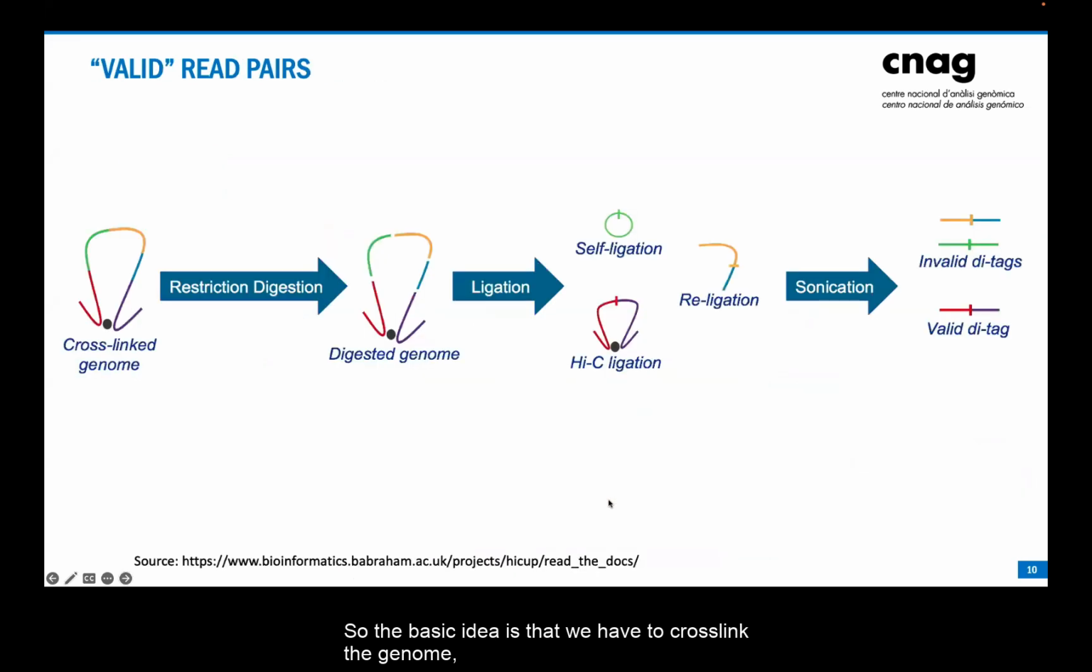So the basic idea is that we have to link the genome, then we digest it, and then we will have some fragments that will be sequenced that we would not like to consider, and some fragments that are really informative. This is in the Hi-C ligation.